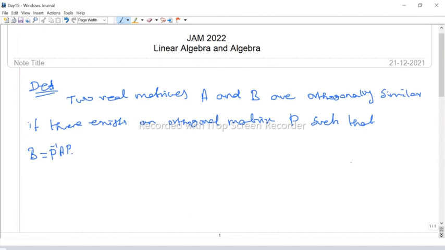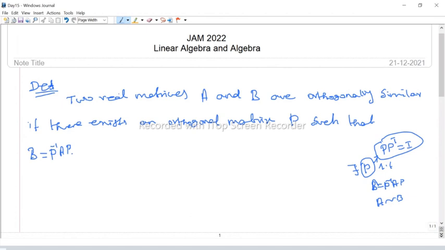Previously we discussed that two matrices are similar if there is an invertible matrix P such that B equals P inverse A P, and in this case we said A is similar to B. But when you say A is orthogonally similar to B, then such an invertible matrix should be an orthogonal matrix. Orthogonal means P into P transpose equals identity. So if the invertible matrix is orthogonal, that is P P transpose equals identity, then we say A is orthogonally similar to B.